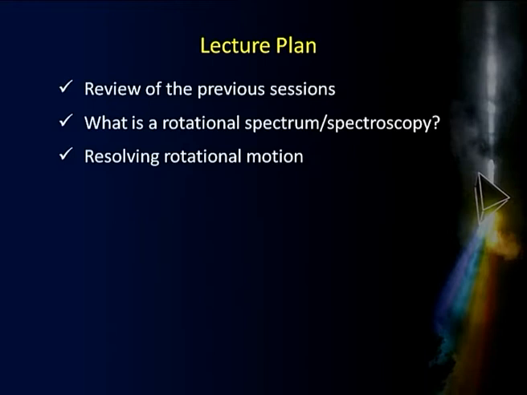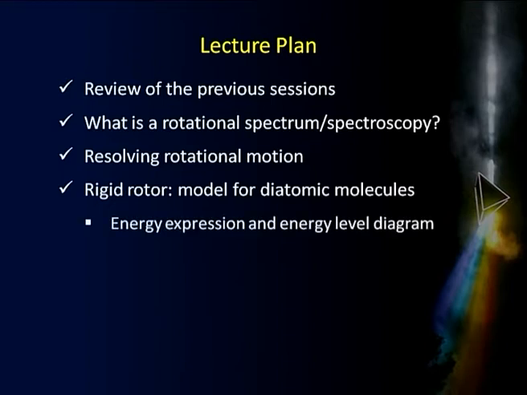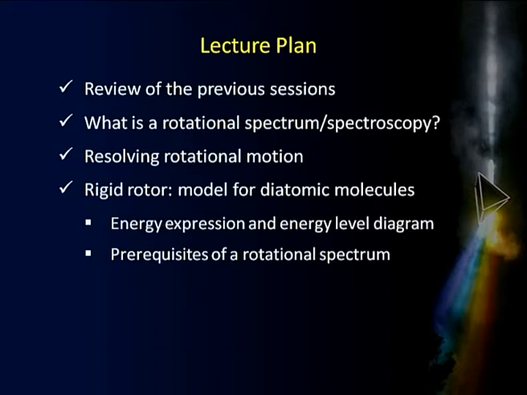Thereafter, we will see how we resolve the rotational motion of a molecule. Then we come down to a rigid rotor, that is the way our diatomic molecules are modeled. We will understand the meaning of a rigid rotor as a model of diatomic molecules. In this context, we will come to the kind of energy expression we get there, the corresponding energy level diagram, and then the prerequisite for any rotational spectrum to be observed. What is the requirement for a molecule to be able to give a rotational spectrum, and then we will learn about the selection rules.